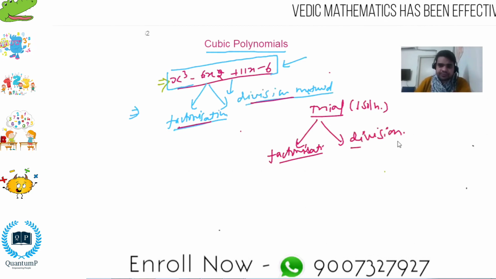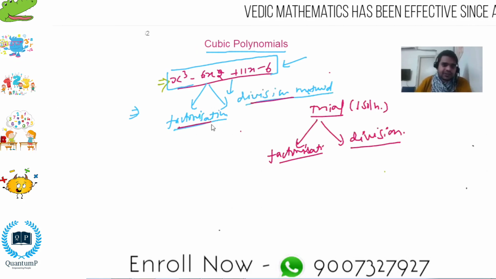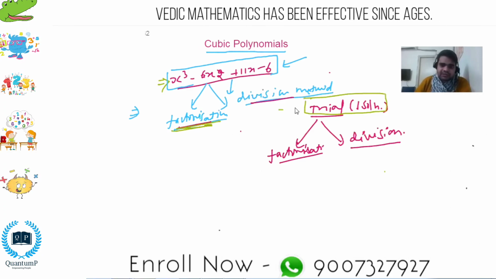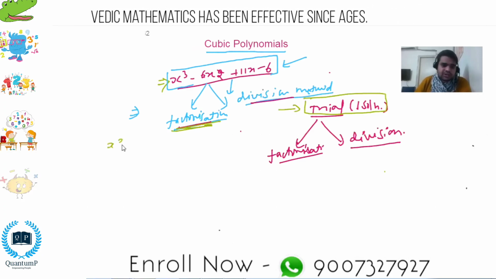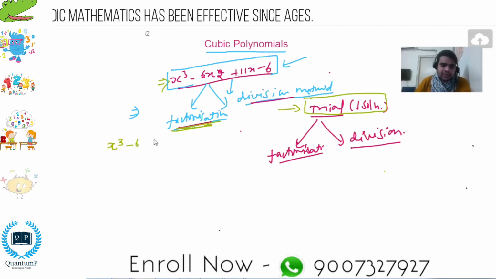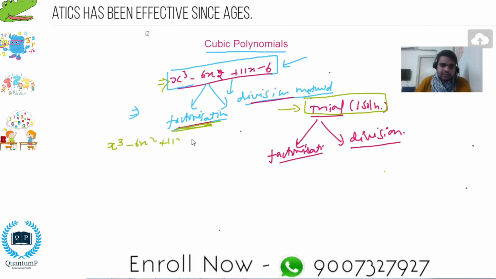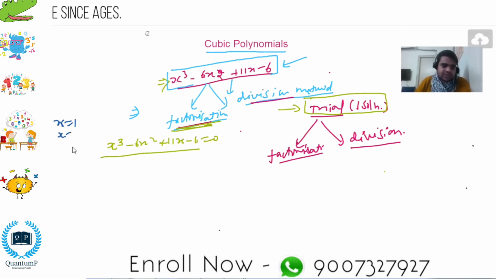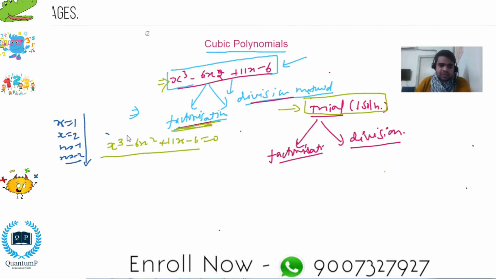Okay, so let's see the factorization. Even before that, let's do the trial for this. Always remember the process of trial. Whatever equation you have been provided, you just check for x equal to 1, x equal to 2, x equal to -1, x equal to -2, and so forth, till this whole equation becomes 0.